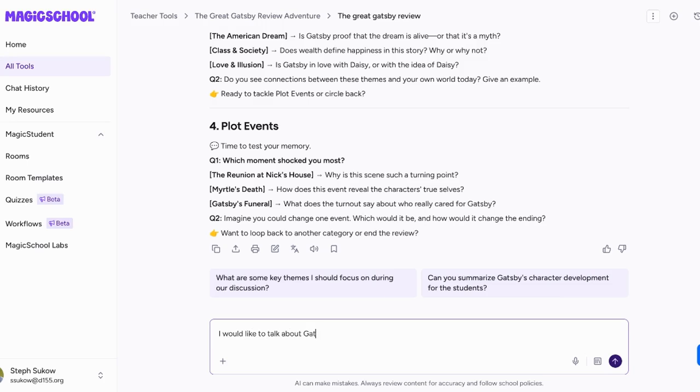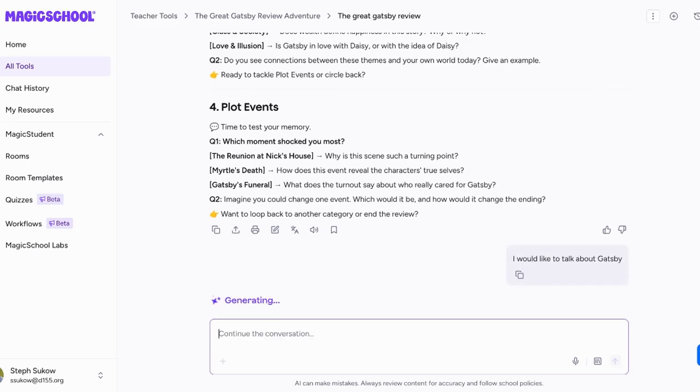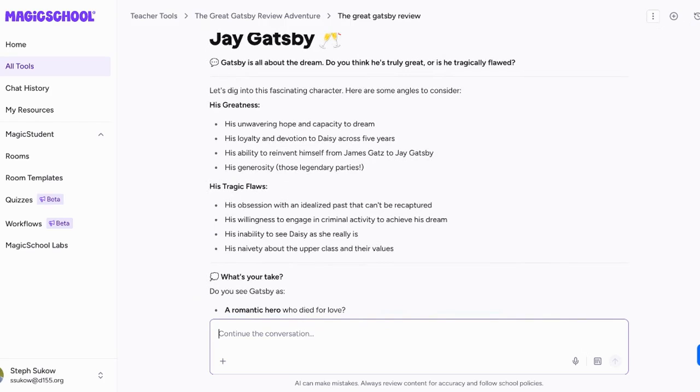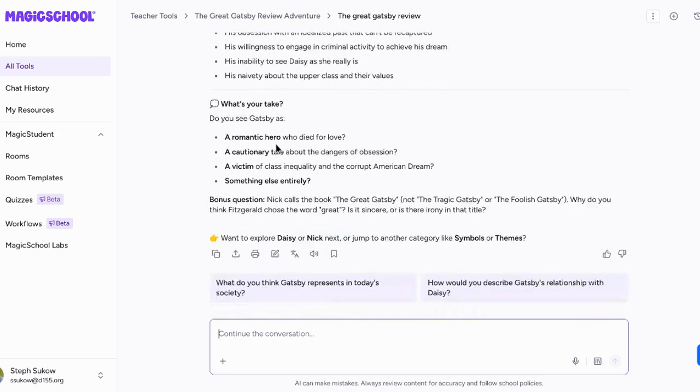So here I'm typing, I would like to talk about Gatsby. Again, encouraging your students to give more specific input elicits better output in that process. And so now it's giving a bulleted list. It's not giving a paper response, but it's giving a list of his strengths, his flaws, what are some takeaways.